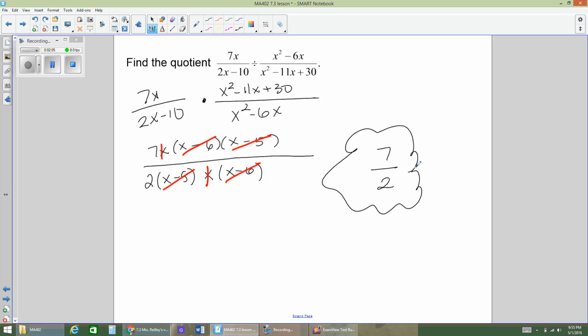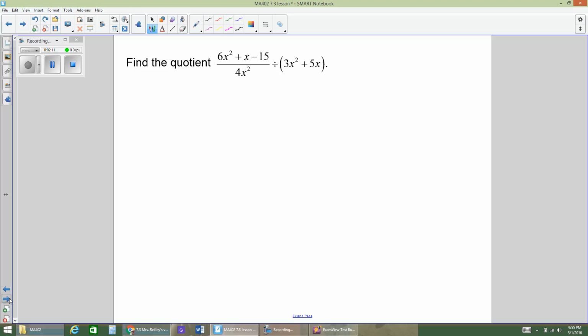Okie dokie. It says find the quotient again. So here we go. Oh, I have factoring with a 6. So let's see. First of all, I've got 6 times 15.